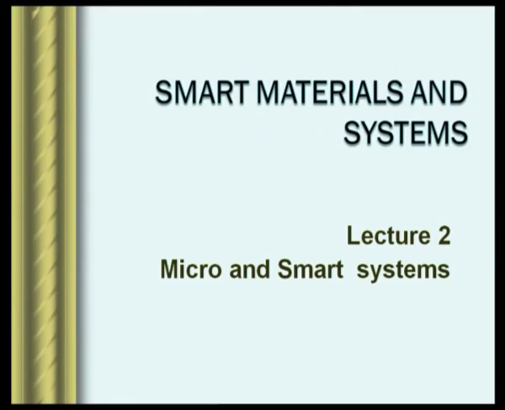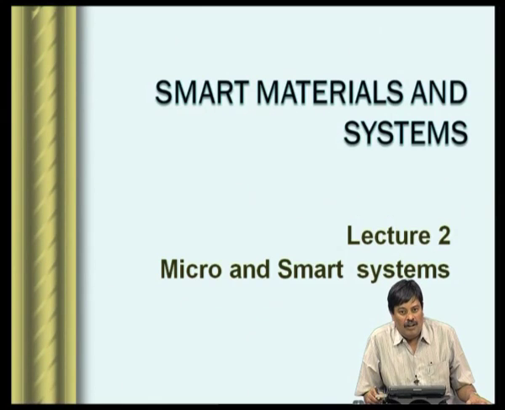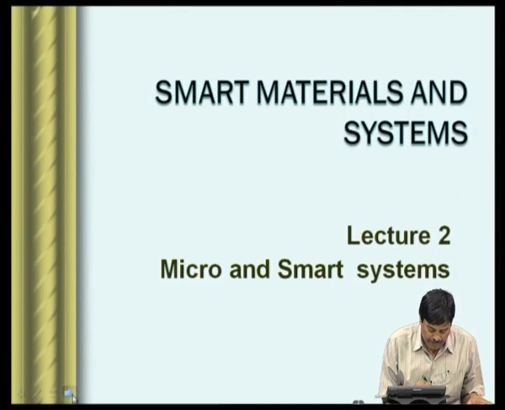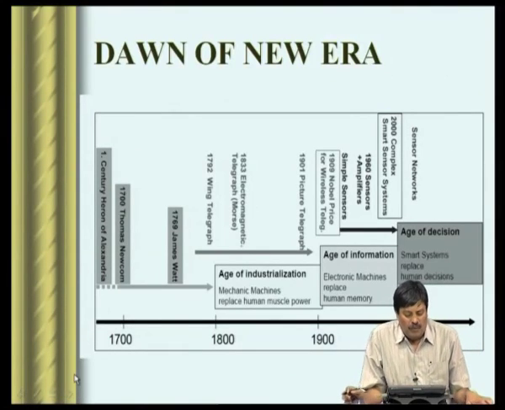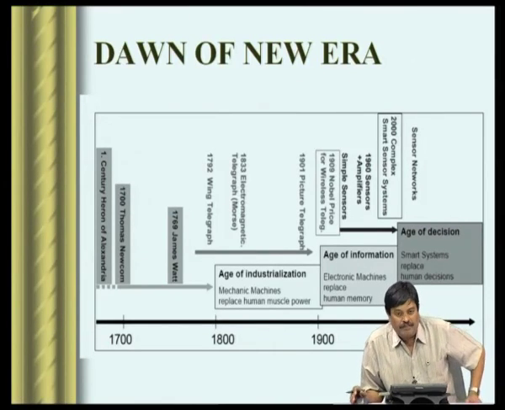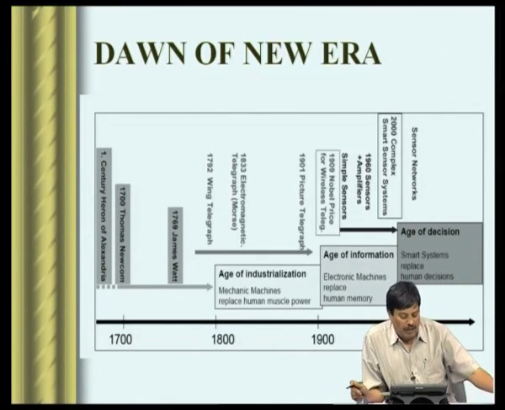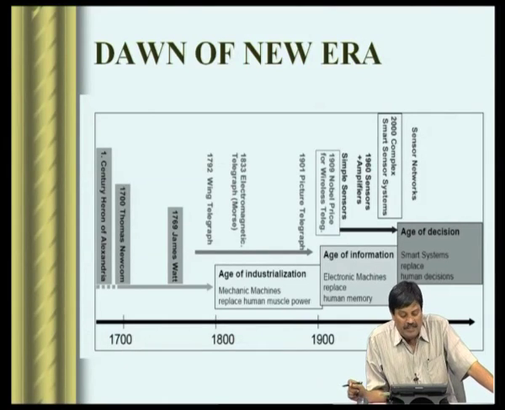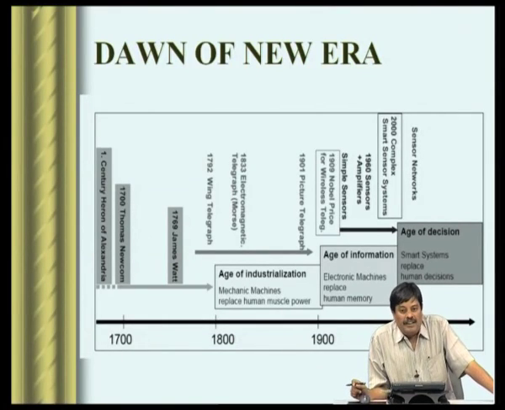Today we are going to talk about lecture 2 of the micro and smart system course, which concerns an overview of smart materials and systems. Before we go into details of what smart materials and systems are, we will take a look at the scientific achievements that the world has made since the beginning of human civilization.